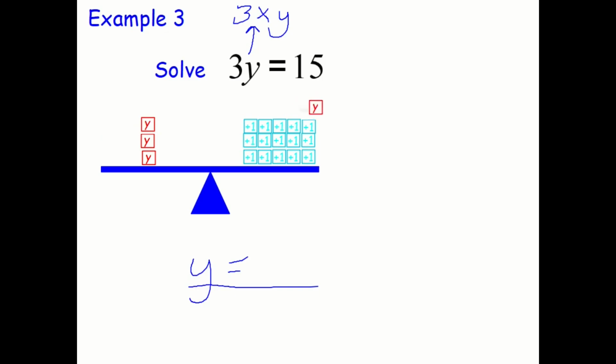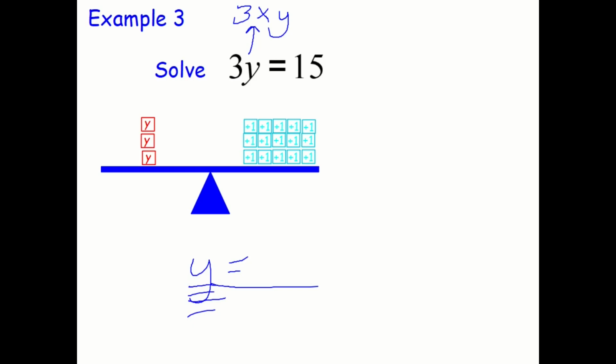I can't just take away the y because I haven't got any y's over here. I can't take away a y on this side if I haven't got any y's to take away on that side. So I've only got 3 y's on this side, and I can't take them away to leave them with the 1 y that I need. So what can I do?